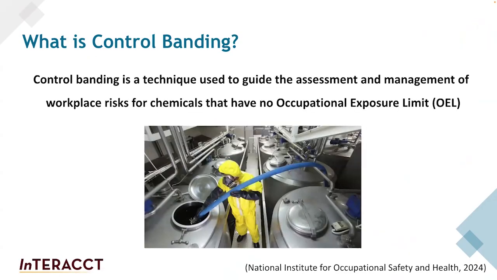Control banding is a qualitative risk assessment strategy used to manage workplace chemical hazards, especially when occupational exposure limits, OELs, are unavailable. Instead of relying on precise exposure data, control banding groups hazards and uses general control strategies, helping to ensure protection even when detailed toxicological information is missing.